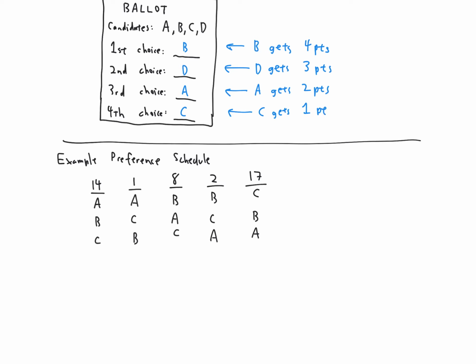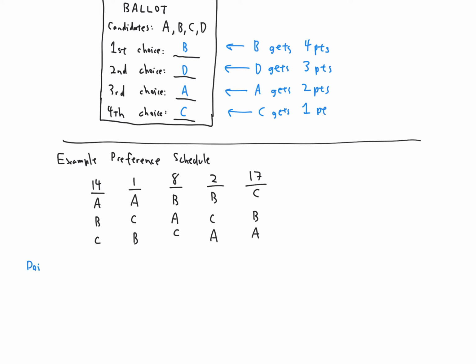So looking at this preference schedule, we could figure back out what would have happened with the plurality voting system. C got 17 first place votes, candidate A got 15, and candidate B got 10. So candidate C would have been the winner with the plurality voting system. However, if we're doing a Borda count, we need to tally the points.